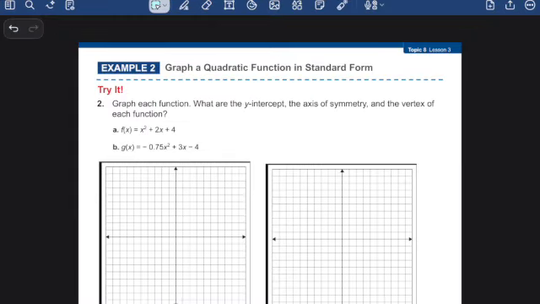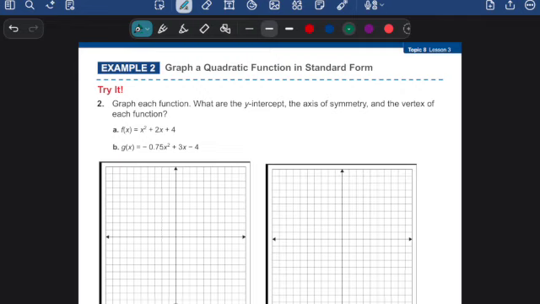Try it number 2, graph each function, and what are the y-intercepts, the axis of symmetry, and the vertex? Well, those are all 3 things that we need to be able to graph it anyway. So let's take a look at part A. Let's first identify the y-intercept. C is 4, so my y-intercept is 0, 4. Then let's find our axis of symmetry. X equals opposite b over 2a. Plug in my values. -2 over 2, which is -1. So I know I have a coordinate at -1 comma something.